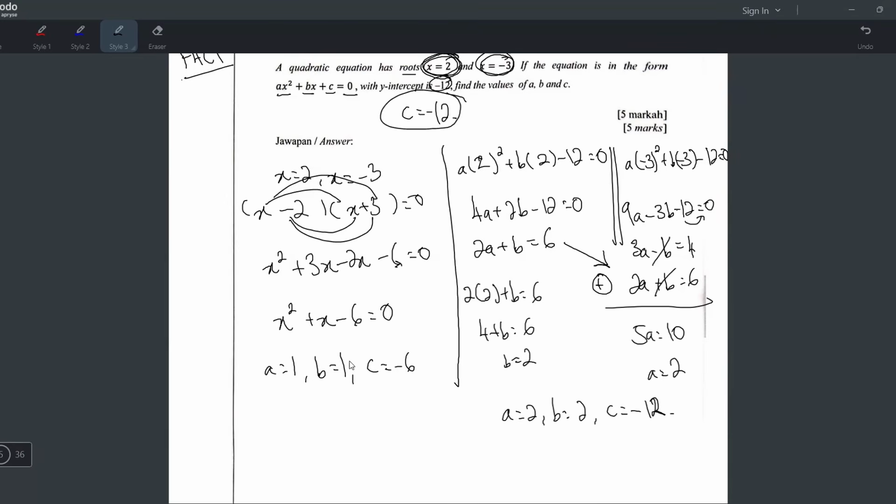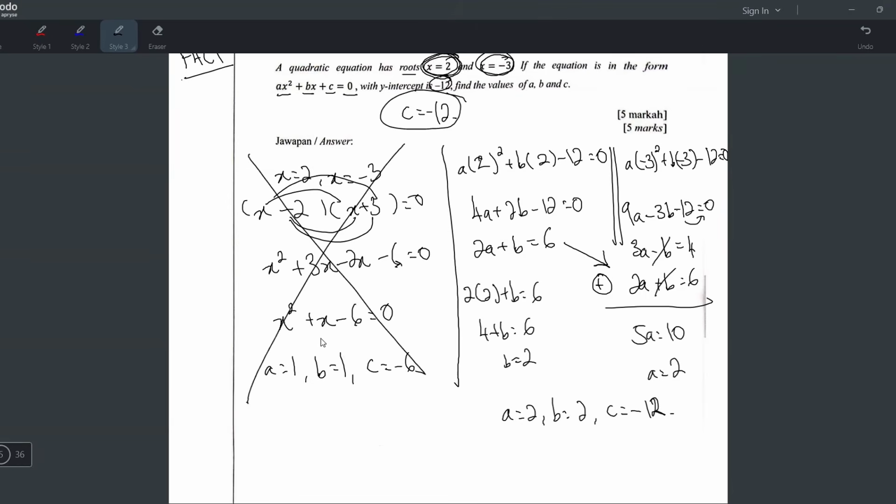Because if you try to put in the A, eh? Okay, if I try to put in the ABC back inside, will I get roots 2 and negative 3 and y-intercept negative 12? The answer is no, right? Yeah, the answer is no. Okay. Yeah, I think this one, I think better not go with this one.